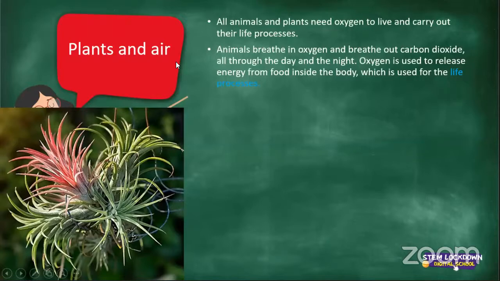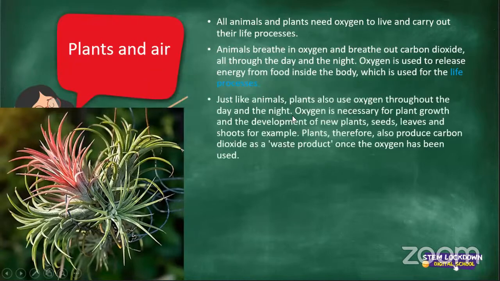Animals breathe in oxygen and breathe out carbon dioxide, all through the day and through the nighttime. Oxygen is used to release energy from food inside the body, which is used for the life processes. I apologize, I used blue over there, which is not very clear, but it says life processes. All right. So basically, this is animals. Whether it's night or during the day, animals will breathe in oxygen and breathe out carbon dioxide.